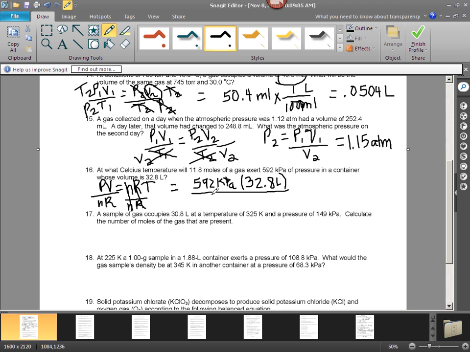So let's see. R value with kilopascals is the 8.314. In the units, again, clunky and awkward, yes, but get over it. Kilopascals, mole, Kelvin. Lastly, oh, we didn't put in our number of moles, 11.8 moles.